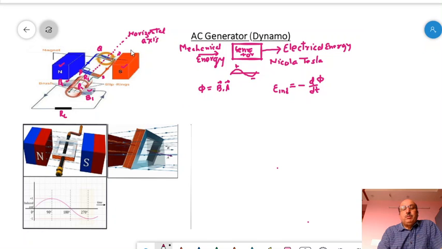So with the help of a rotator, the armature is rotated in the magnetic field and cuts the magnetic field lines. These are the magnetic field lines, and this one is the coil PQRS.